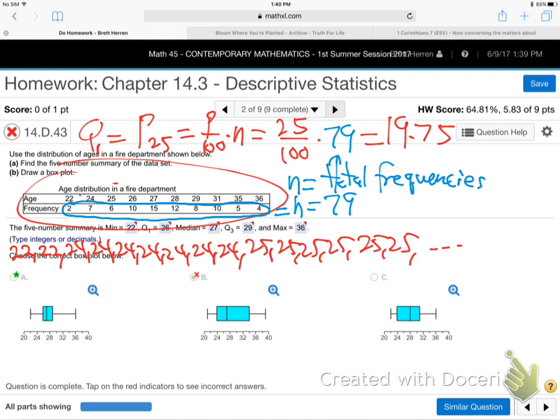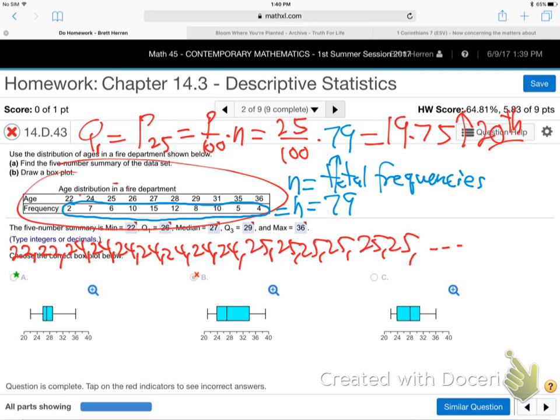Okay, now, what do I do with that 19.75? When you get a decimal, round up. And grab that one number. Round up: 20th, not 20, but 20th. That means you gotta start here and find the 20th number. Now you could write them all out, but that'd be a big pain. Much easier is just to count the frequencies. There's 2 of the 22s, then 7 24s. That's 9 numbers altogether so far.